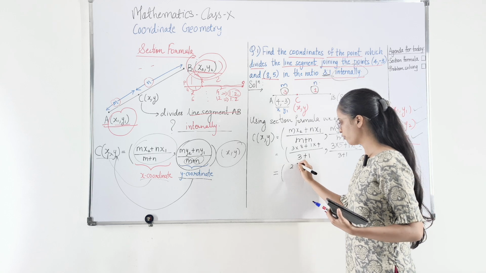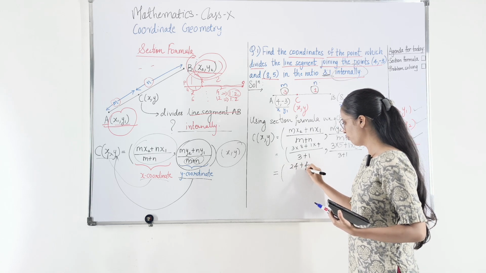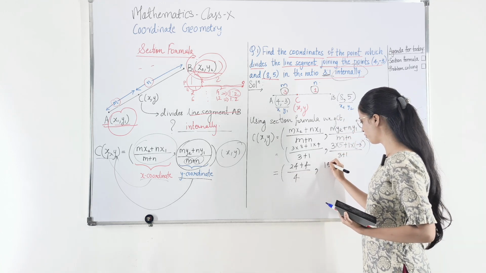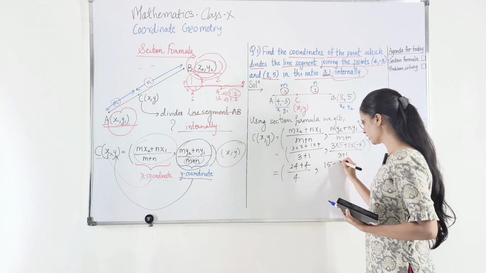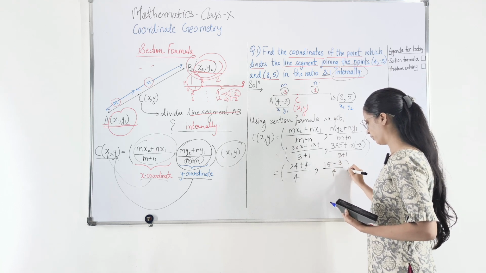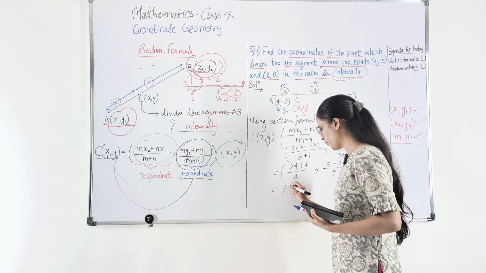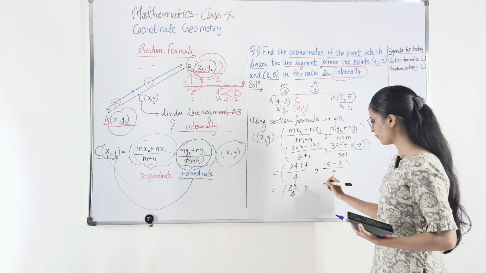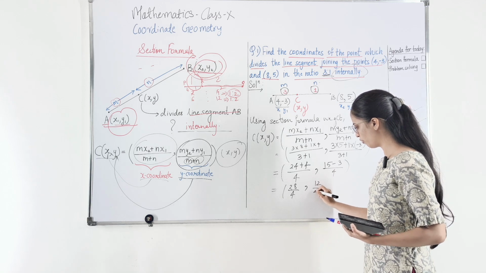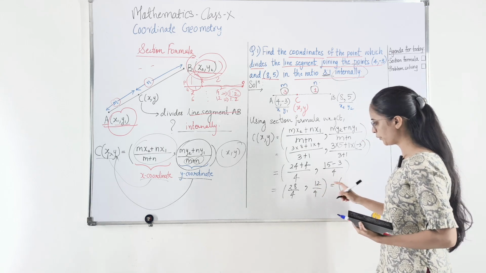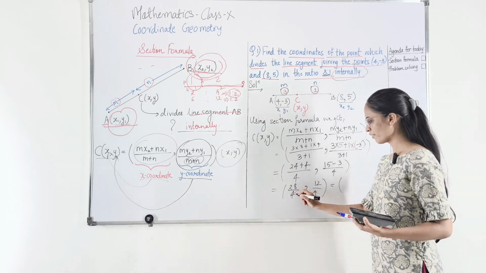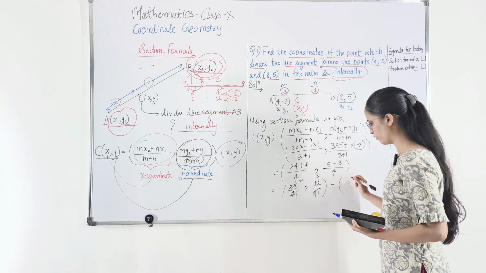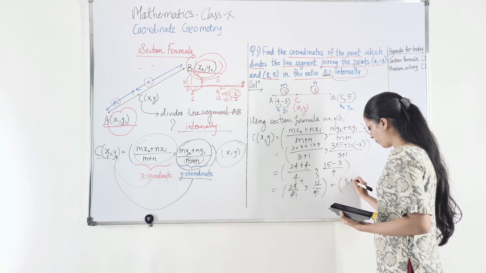3 into 8 is 24 plus 4 into 1 is 4 upon 4. Then we have 3 into 5 is 15 and 1 into minus 3 is minus 3 upon 4. So I get 28 upon 4, comma 15 minus 3 is 12 upon 4. So that is basically equal to, when I reduce these terms, 4 ones are 4, 4 sevens are 28, 4 ones are 4, 4 threes are 12. So I get the coordinates as 7, 3.